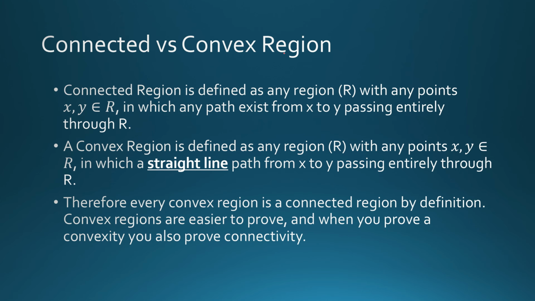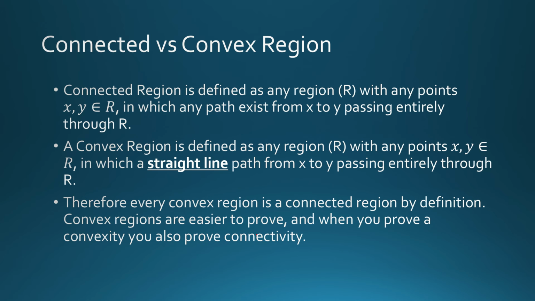So what is a connected versus a convex region? This is going to be important. A connected region is defined as any region R in which, for any points x and y within R, there exists a path from x to y passing entirely through R. A convex region is defined as any region R in which, for any points x and y within R, the straight line path from x to y passes entirely through R. Therefore, by definition, a convex region is a connected region.